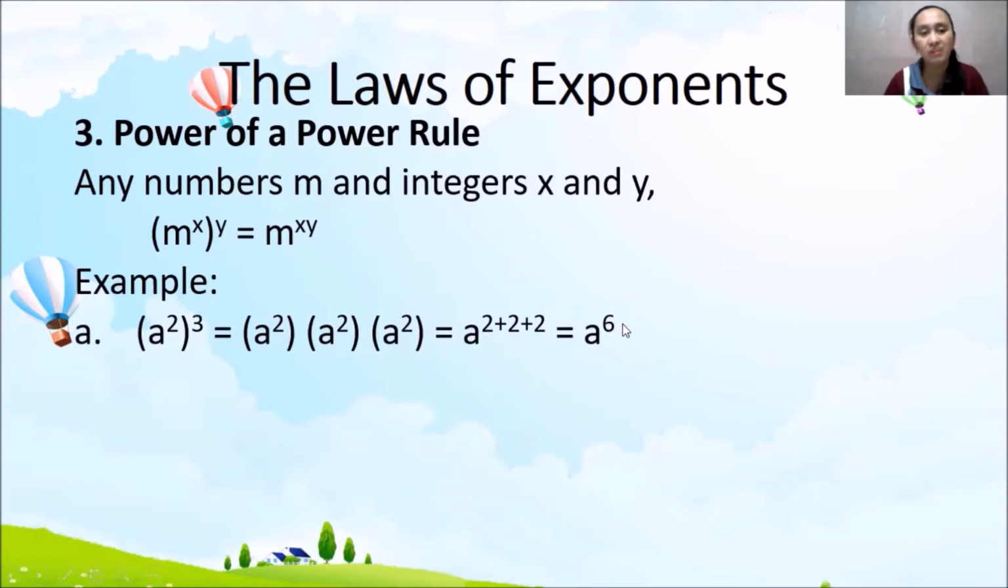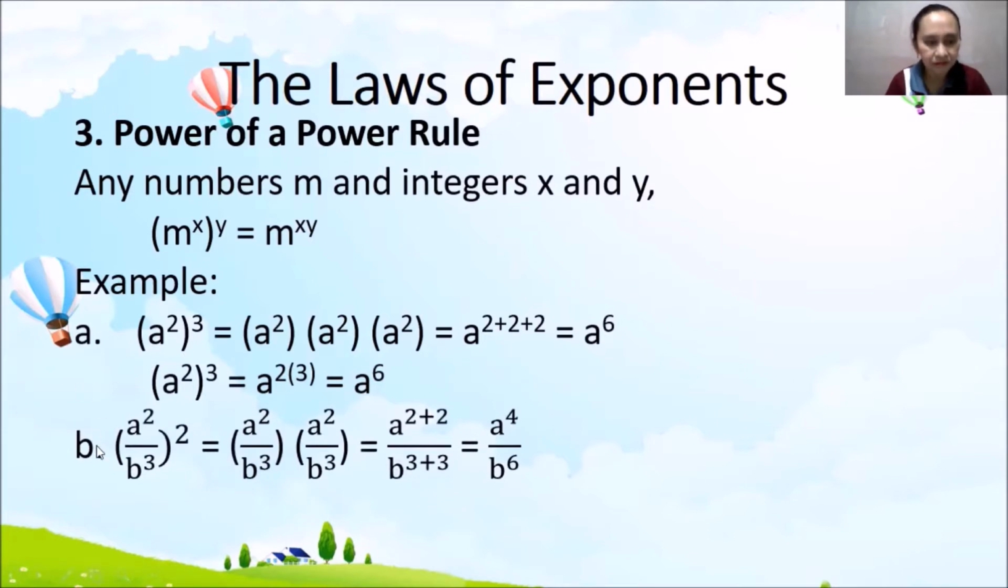But if we apply the power of a power rule, which is multiply exponent to exponent, so we have a to the exponent of 2 times 3, and we get the same answer, a raised to the exponent of 6. That is the power of a power rule.